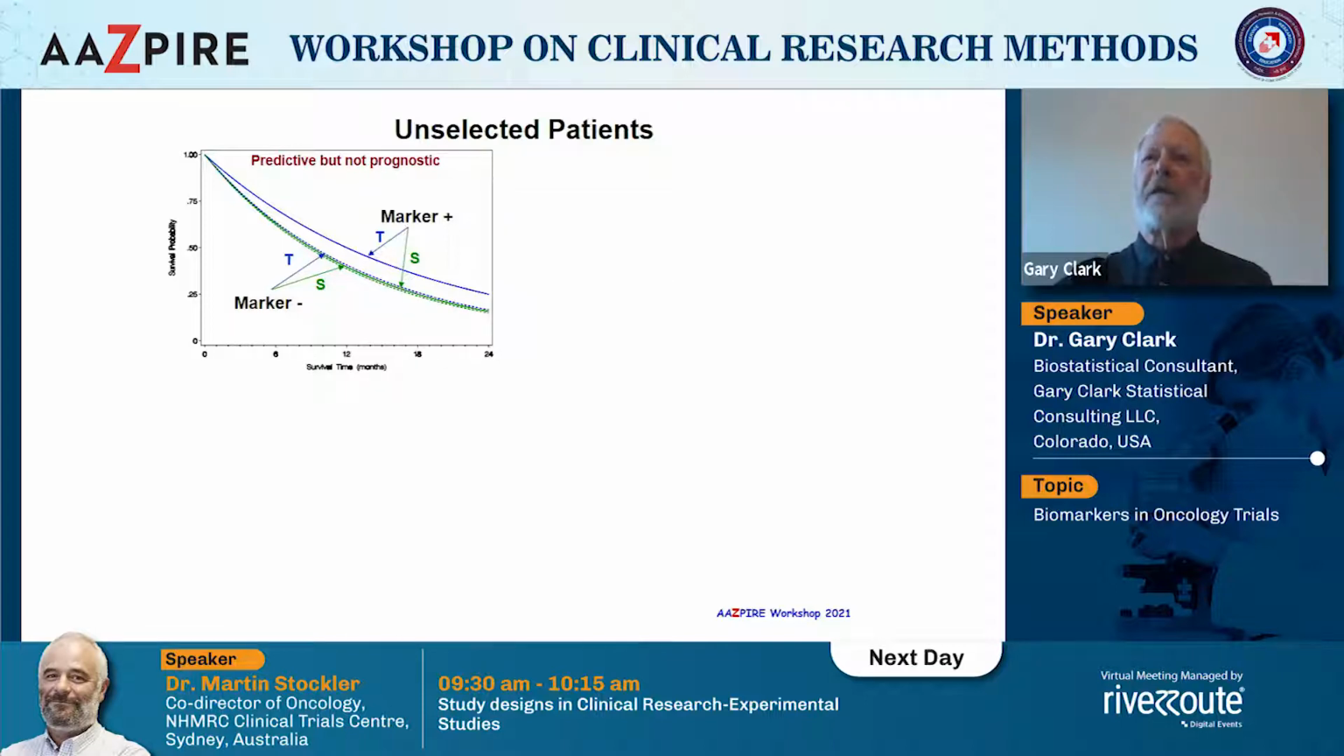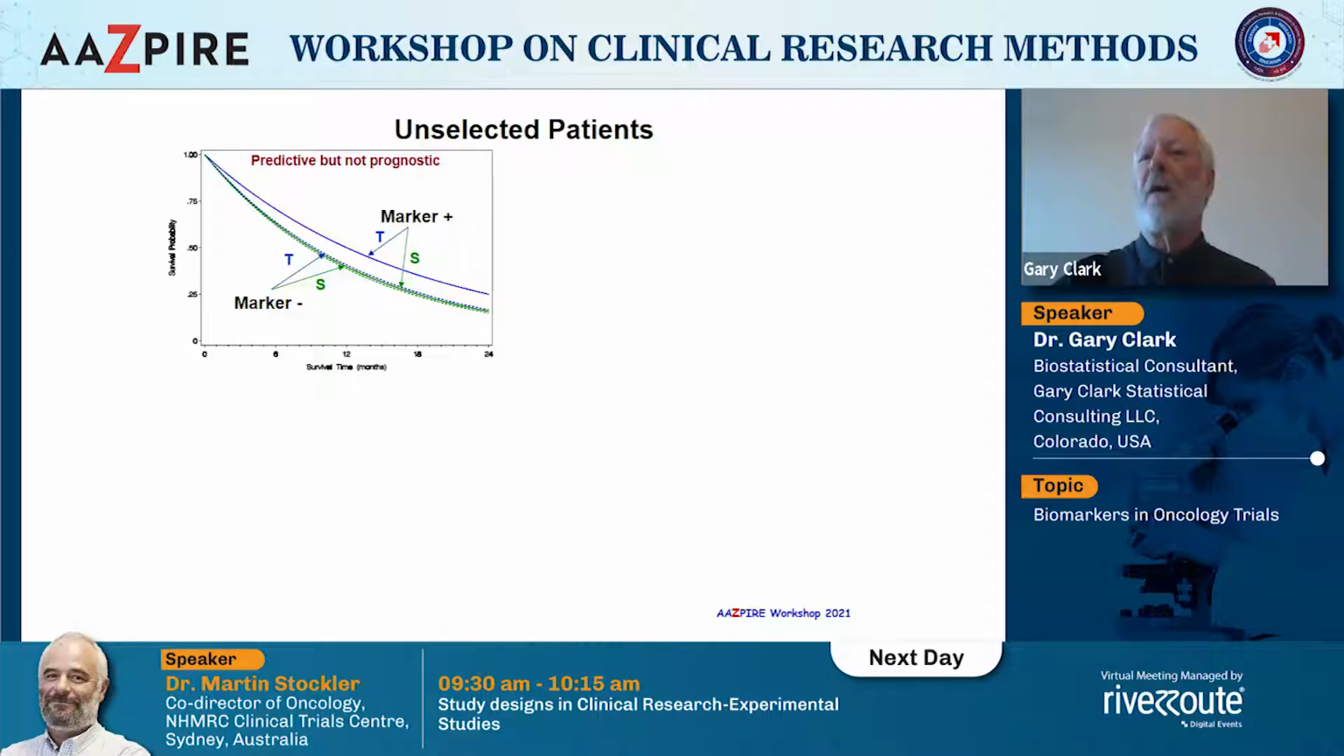Well, let's go back and assess a few things. How do we assess whether or not the marker is a prognostic factor? Well, we look at the untreated population, or in this case, those treated with standard therapy. And we can see that the standard therapy for marker negative patients and the standard therapy for marker positive patients gives you exactly the same outcome. So in this situation, the marker is not prognostic. Without the introduction of the targeted therapy, the patients will have exactly the same survival curves. So the marker is not prognostic.